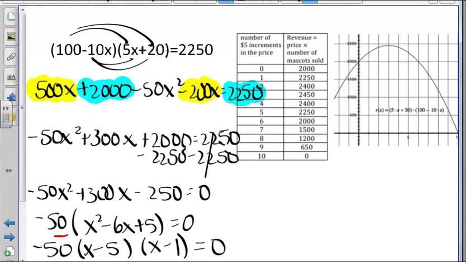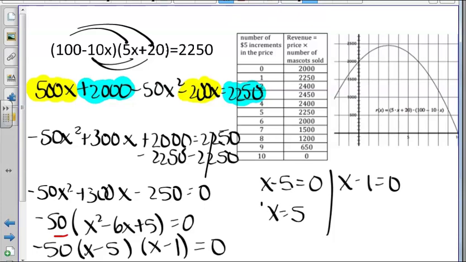When we're asked to solve, negative 50 doesn't equal 0. That doesn't mathematically make sense. So we don't need to set that equal to 0, only our factors, and solve. Therefore, x equals 5 and x equals 1.